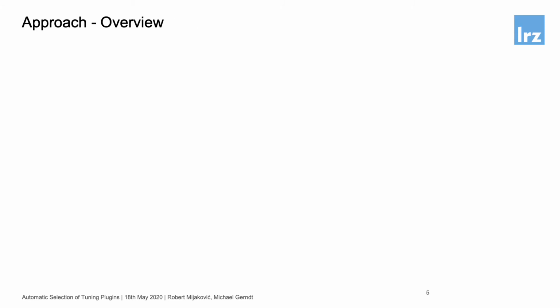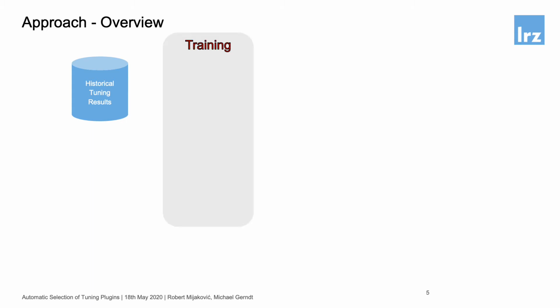Now, I will tell you more about the approach of the adaptive sequence meta plugin, or a plugin that combines other plugins. As with every machine learning approach, this too depends on knowledge collected in past tuning processes. The approach is split into 2 phases. First, of course, machine learning training, and then the second is tuning.